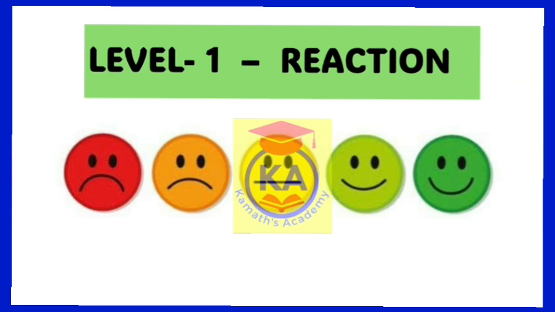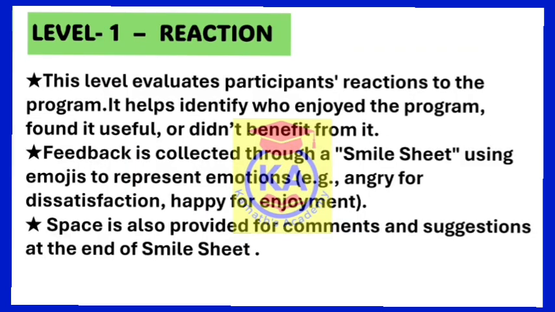Level 1 of the Kirkpatrick model tells us regarding reaction. The first point: this level evaluates participants' reaction to the program. It helps to identify who enjoyed the program, found it useful, or didn't benefit from it. So in simple terms, this level involves evaluating the participants' reaction. What the participants' reaction may be, we'll see in the next points.